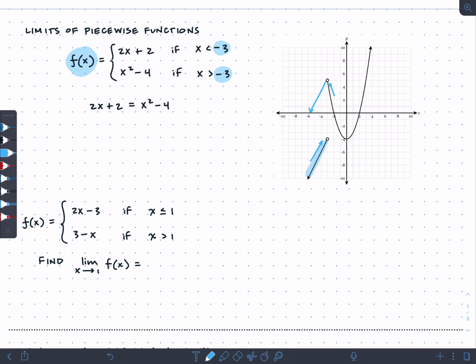So now I'm going to go ahead and plug in -3. And simplify, so -6 plus 2 equals 9 minus 4. We have -4 equals 5. So those two things are not equal. So we would say that the limit as x approaches -3 of f of x does not exist. DNE.